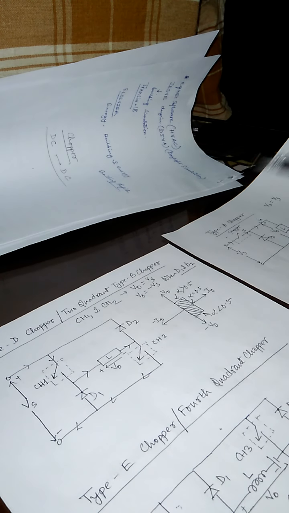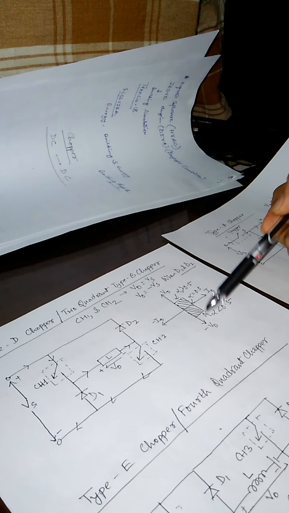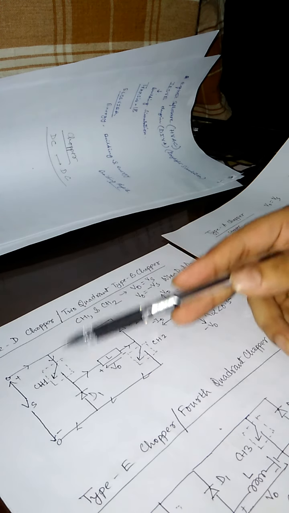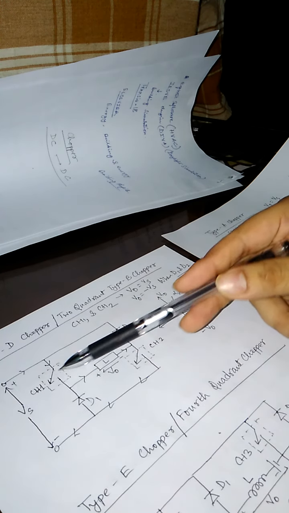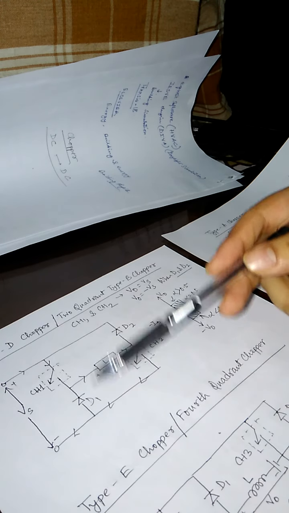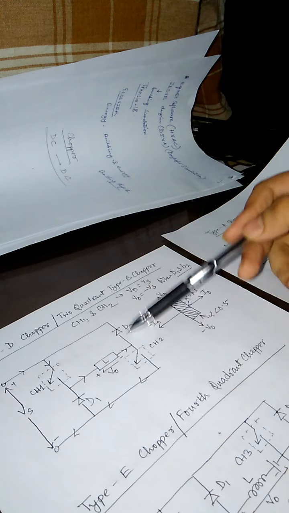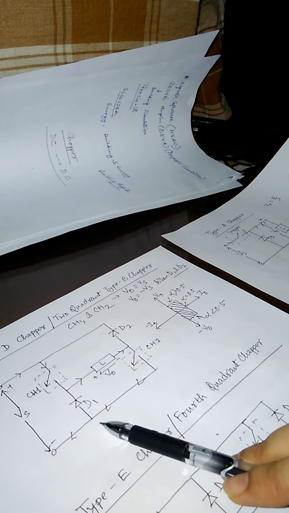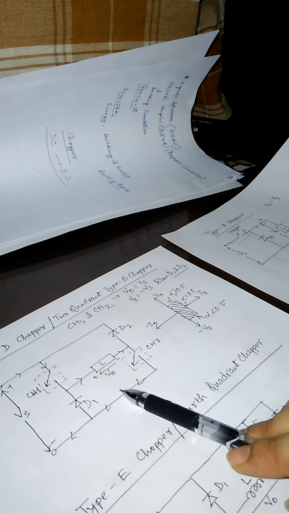That means we get that the voltage is in two quadrant. When CH1 and CH2 are in operating mode, the voltage is considered a positive voltage, and when D1 and D2 are in conducting mode, the voltage polarity is reversed.